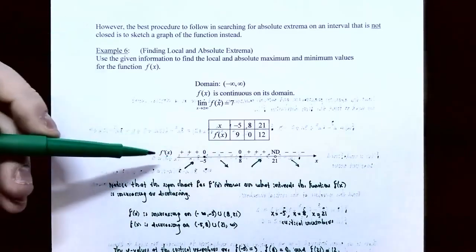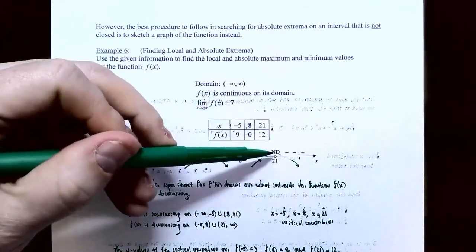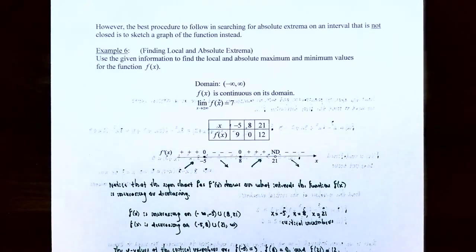And also notice that f prime of 21 is not defined. The "nd" means it's not defined, so that means the derivative does not have a value at x equals 21. So it means the slope of the tangent line is an undefined number. That means that the function could have a cusp, a corner, or a vertical tangent line at x equals 21.